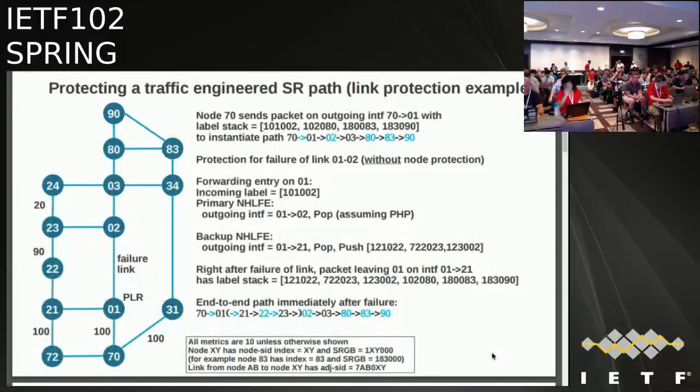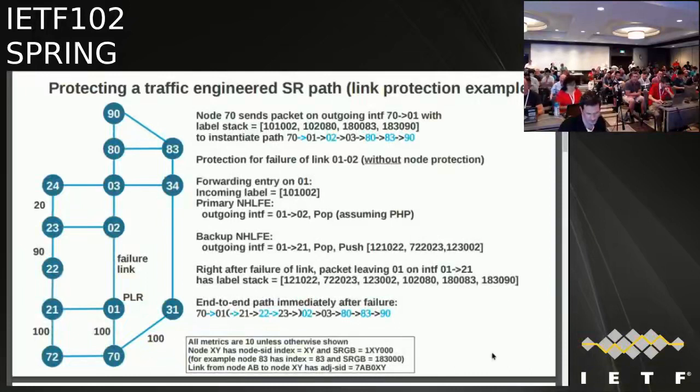Okay, so in this example, we're going to have node 70 sending a packet out its interface to node 1 with the label stack shown. I won't read out the whole label stack, but it corresponds to the node SID for 2, a node SID for 80, another node SID for 83, and a node SID for 90. So that's going to steer the traffic from 70 to 1 to 2 to 3 to 80 to 83 to 90. I've used this notation where the blue arrows are adjacency SIDs, and the blue node numbers are actual node SIDs, so that you can tell where the anchor points of this SR-TE path are.